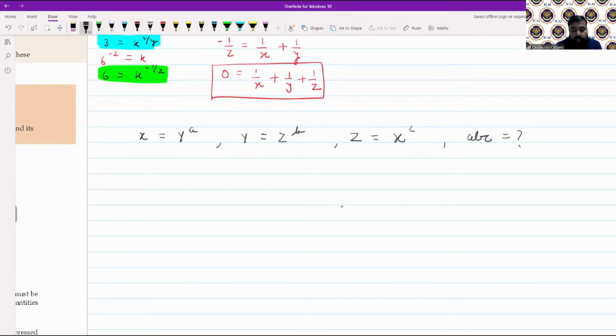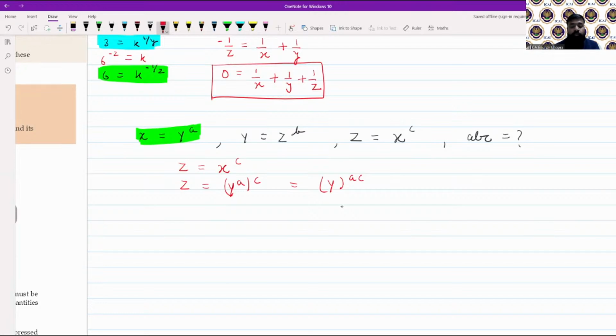So we can start, let's say, with z is equal to x to the power of c. In place of x, we can write down its value. What is the value of x? It is y to the power of a. So let's write here z is equal to (y to the power of a) whole to the power of c. So this is basically equal to y to the power of ac.